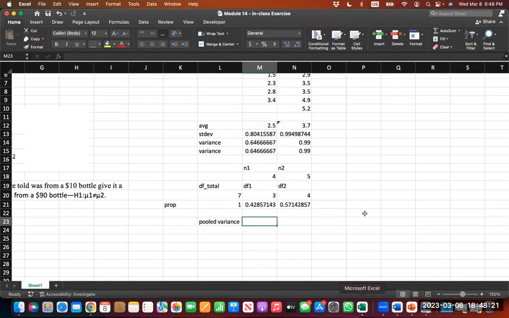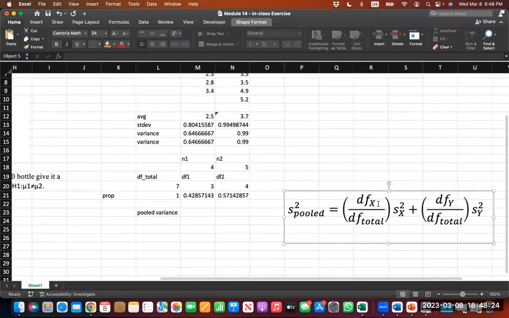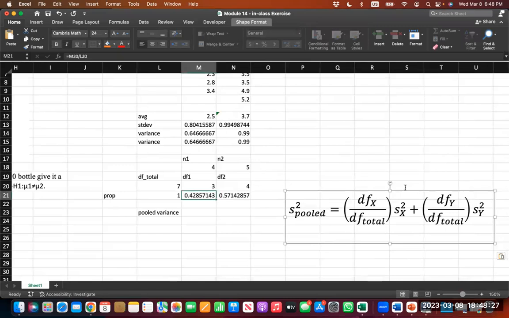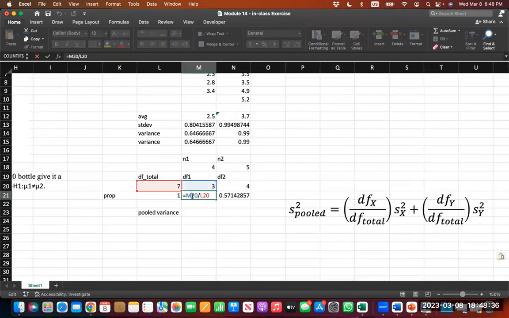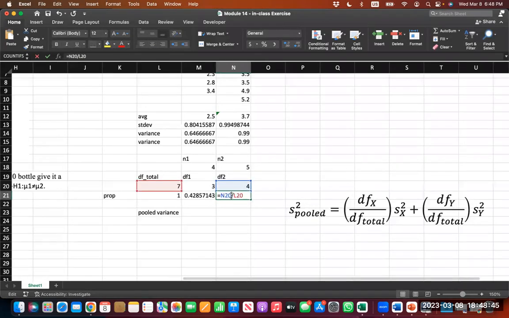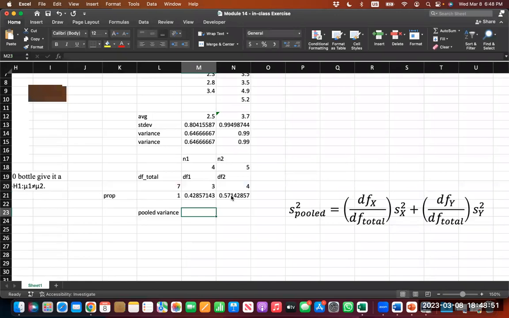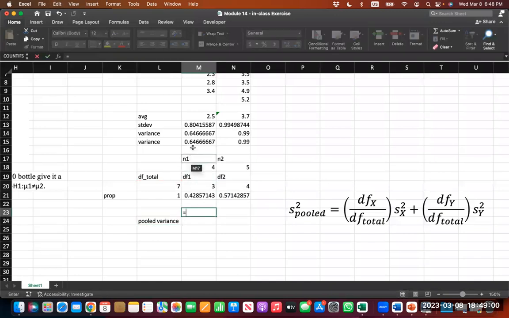I'm going to copy this over. And this is very easily calculated. So we have that proportion, this degrees of freedom of x divided by the degrees of freedom total is nothing else but this calculation. This is the proportion. This degrees of freedom of y divided by degrees of freedom total, nothing else but this proportion. So all you need to do is to basically calculate, let's get this done. You calculate your variance of x multiplied by that proportion.